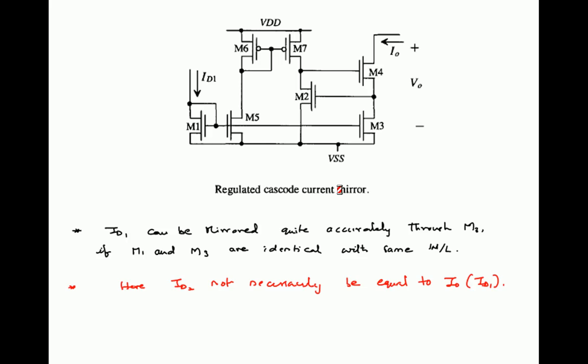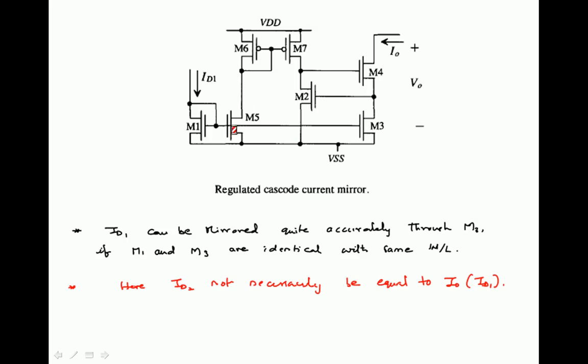ID1 can be mirrored quite accurately through M3 if M1 and M3 are identical with the same W/L. Here ID2 need not be equal to I0. The current ID2 flowing through M2 cannot be assumed equal to I0. There is no such relation, though it can be equal if M1 and M5 are identical. M1 and M5 may not be identical, that is, they may not be equal in size; they may have different sizes. That much current flows through M6, and the same will flow through M2.